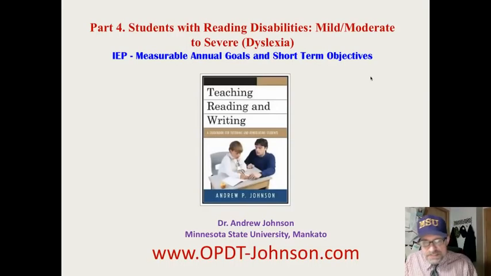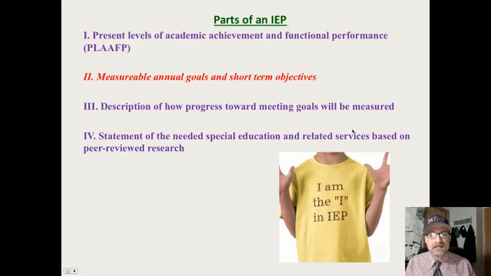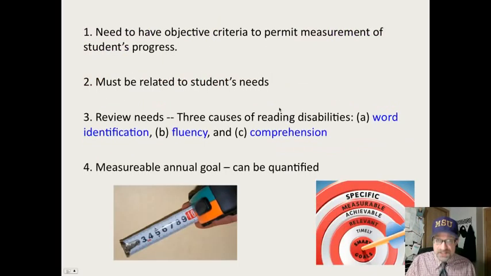Part 4, we're looking at IEP, specifically in literacy, more specifically students with reading disabilities, mild, moderate, and severe. This looks at measurable annual goals and short-term objectives. On our parts of an IEP, it's found right there. And remember again, this is addressing an IEP strictly as it relates to literacy.